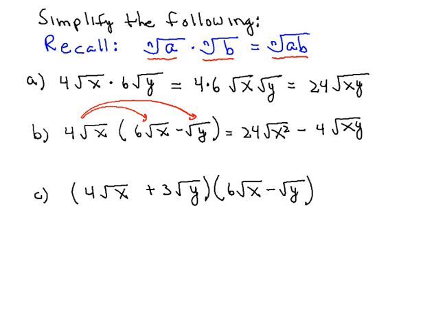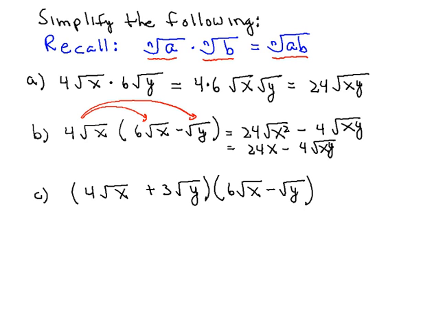And going back to the first term now, the square root of x squared is x, so we'll have 24x minus 4 times the square root of xy. And since those are not like radical terms, that's as far as we can go in terms of simplifying.